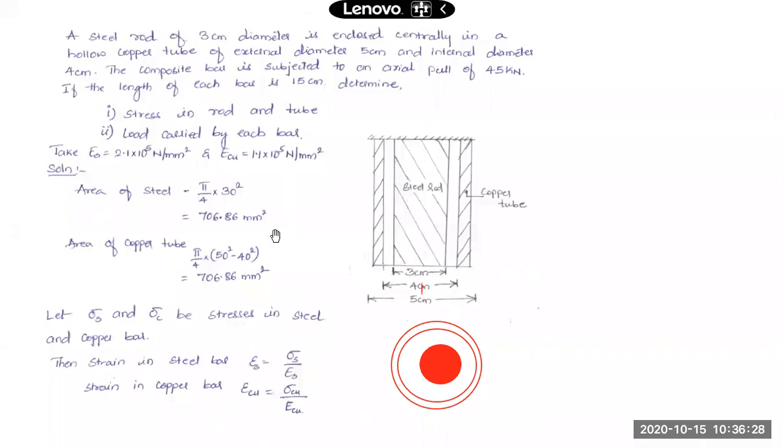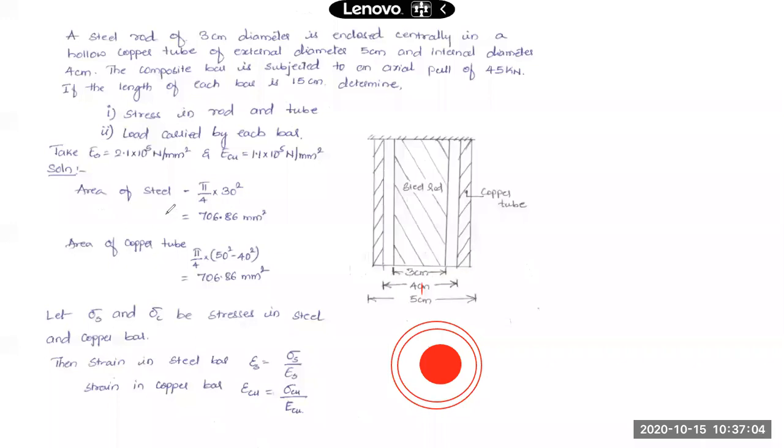Okay, so first, what about the areas? Please check what area I have calculated. Will you get the same or any differences there? Okay, so these are the areas what we have. For this steel rod, it is a solid bar. So the diameter is 3 centimeter or 30 mm. So it will be pi by 4 into 30 square. That comes out to be 706.86 mm square. This is the area of this steel bar, A_S.